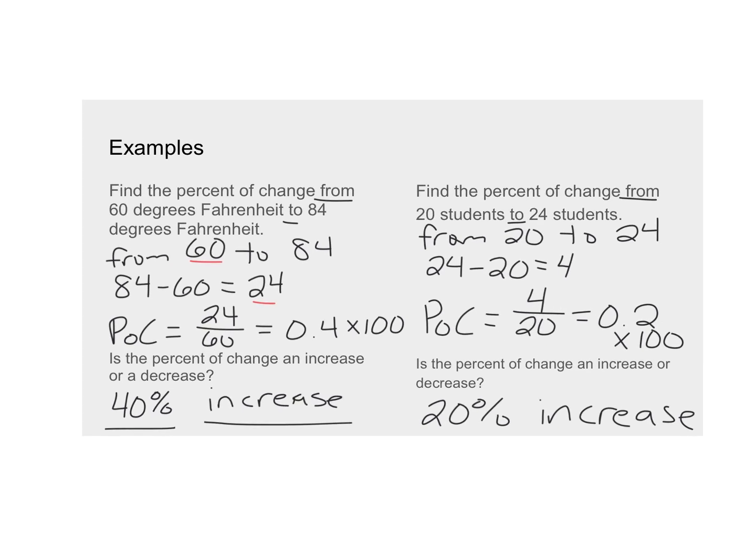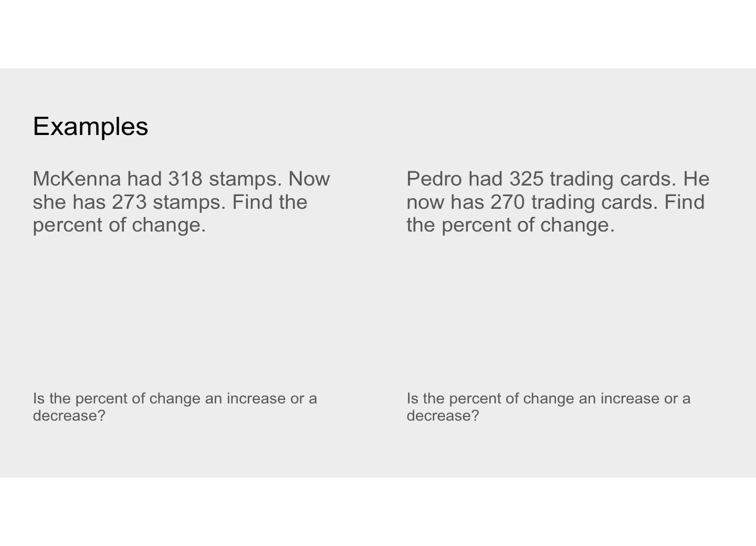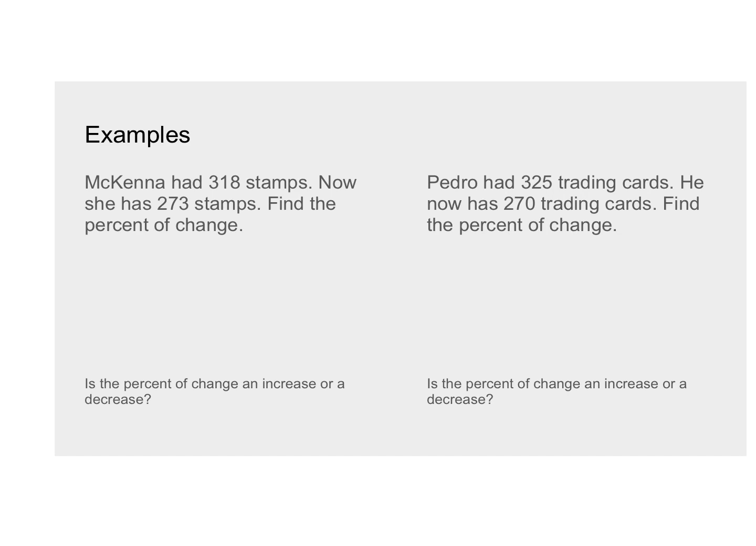Any questions over the setup and the idea of it? Okay, go ahead and try those last two, and then check with your elbow partner when you're done. Let me ask you something. Is the original amount always going to be the bigger number? No, so don't just automatically put the bigger number on the bottom. It always has to be the starting spot that it was.